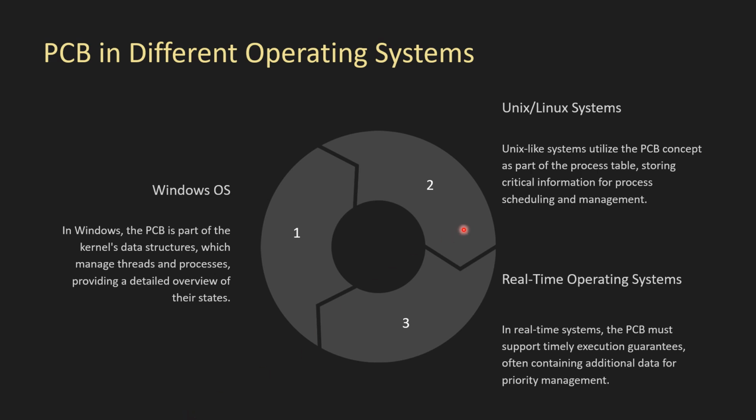Number 2. Unix and Linux systems. Unix-like systems utilize the PCB concept as part of the process table, storing critical information for process scheduling and management. Number 3. Real-time operating system. In a real-time operating system, the PCB must support timely execution guarantees, often containing additional data for priority management.